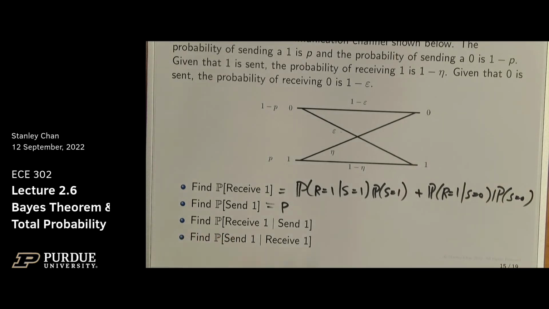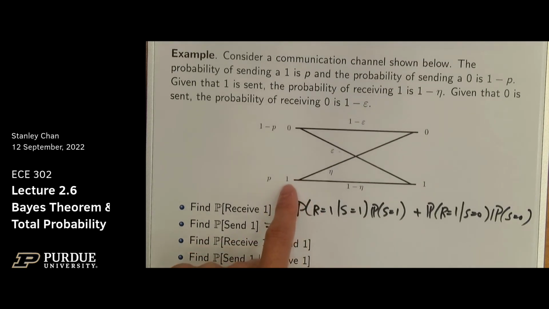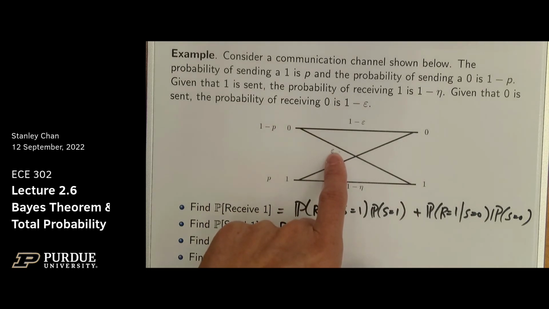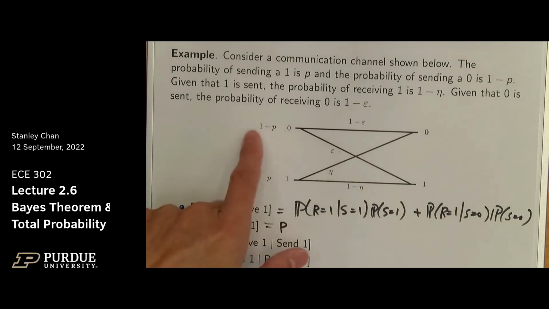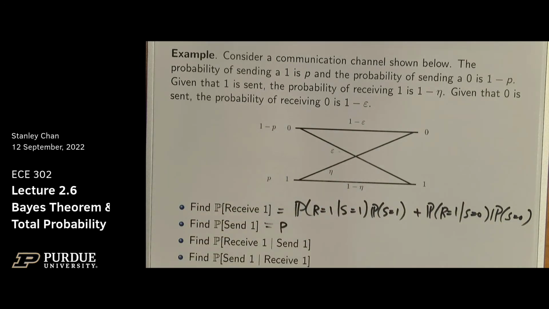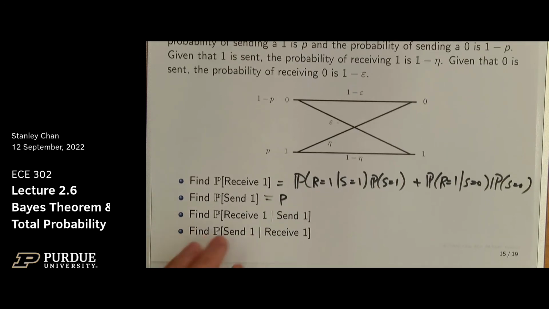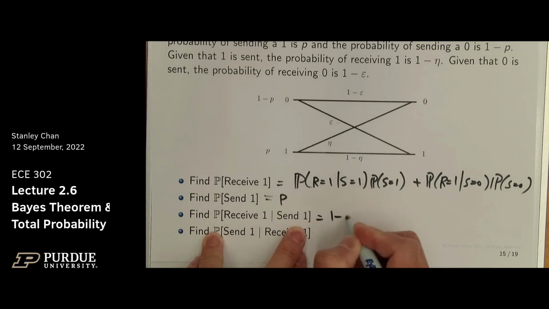And then you ask, hey, what is this conditional probability? Look at the diagram, that if you send a 1, you receive a 1, you get a 1 minus eta. You send a 0, you get a 1, you get epsilon, right? S equals 1 is P, S equals 0 is 1 minus P. So all the numbers are ready. The probability of receive 1, given that send 1, this is just 1 minus eta. It's given by this diagram.